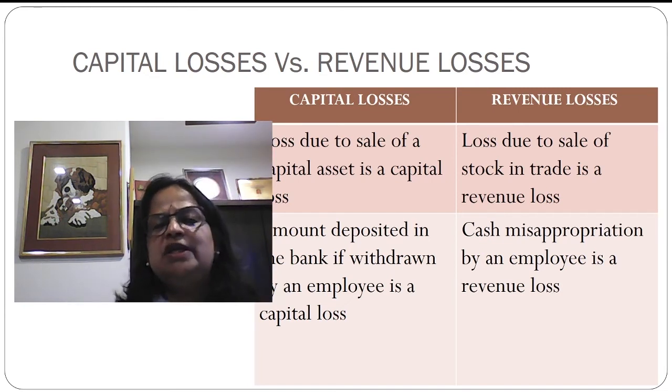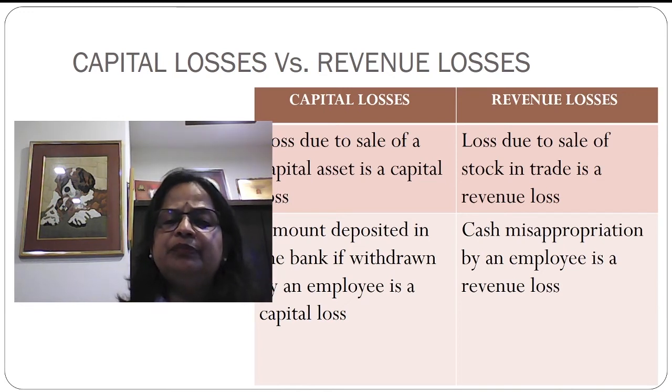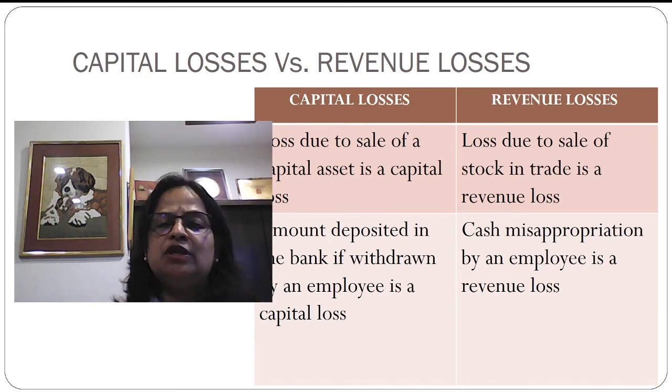Next point you have to remember: amount deposited in the bank, if withdrawn by an employee, is a capital loss. This point is very, very important. The organization has deposited the money in the bank. From the bank, an employee, maybe by forged signature or using a forged credit card, debit card, ATM card or anything like that, is able to withdraw money from the bank. Then it's a capital loss.